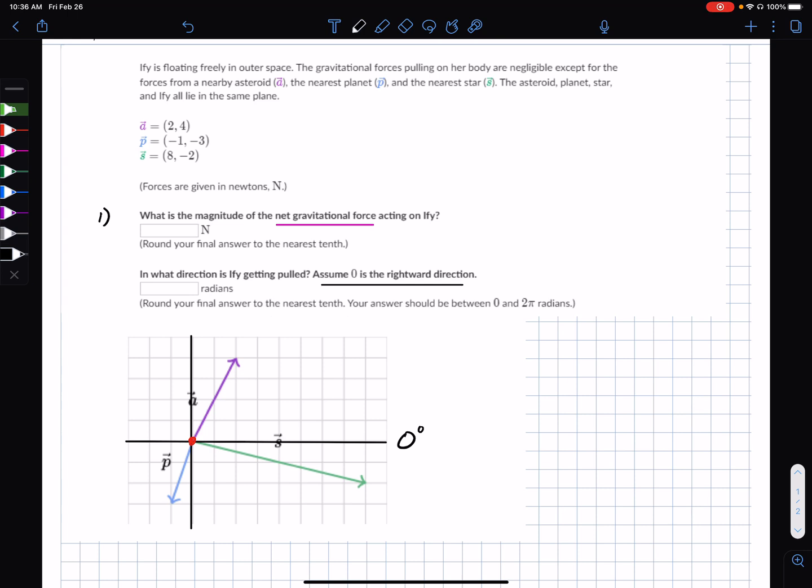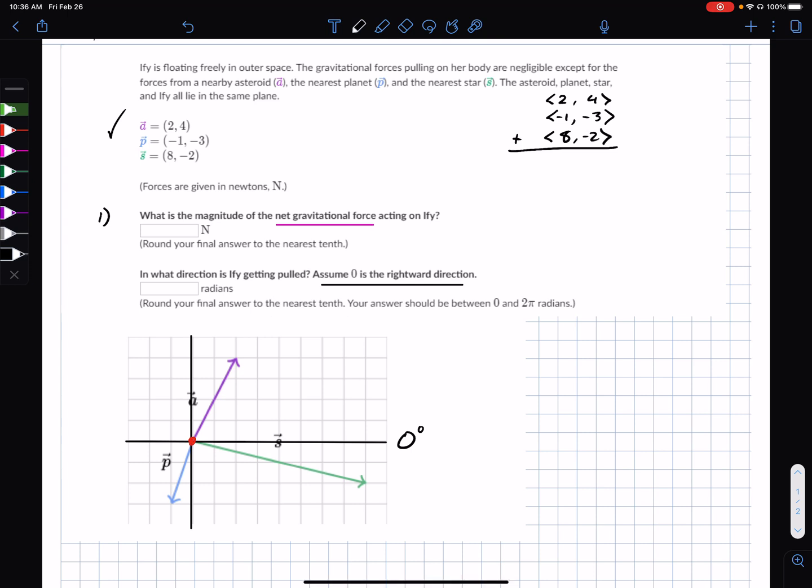So some things to remember. Net gravitational force is going to be the effect of these three forces on the individual. So to get that, you're going to add the vectors. So let's start by adding all three of the vectors together. And they're already given to us here in component form. So we're going to be adding 2, 4, 1, -1, -3, and 8, -2.